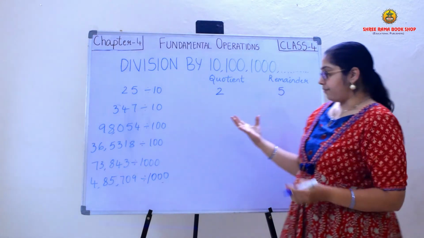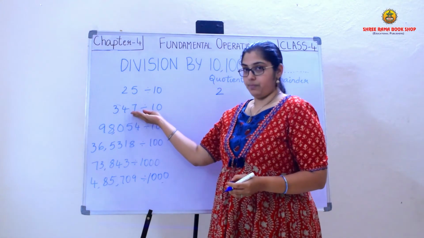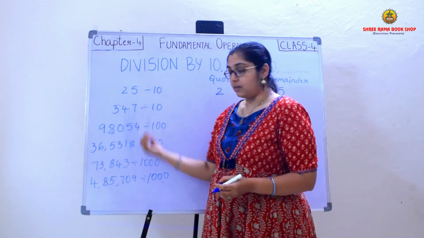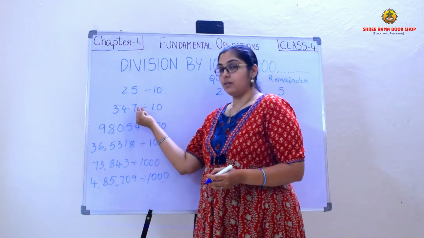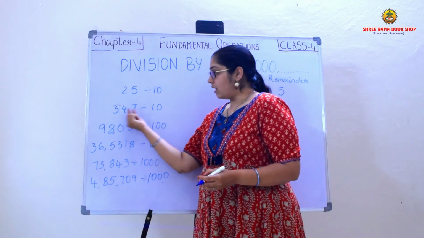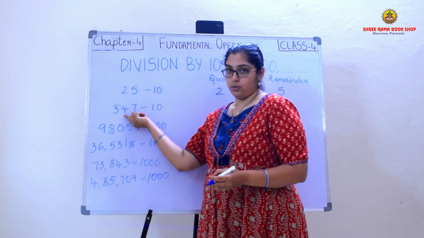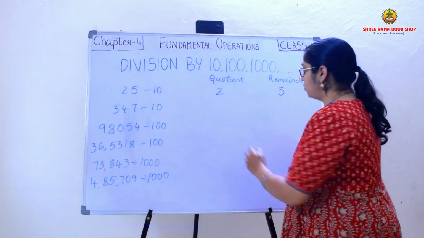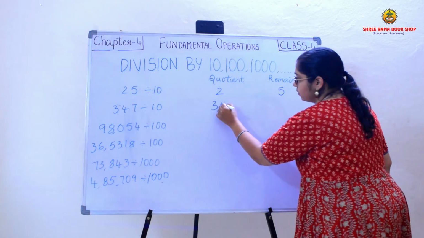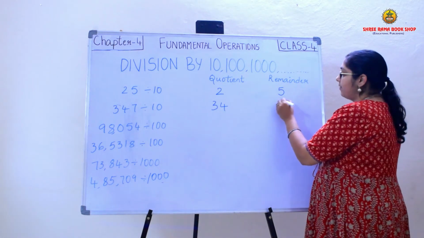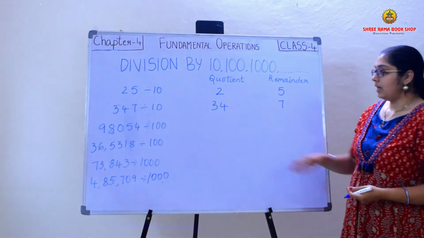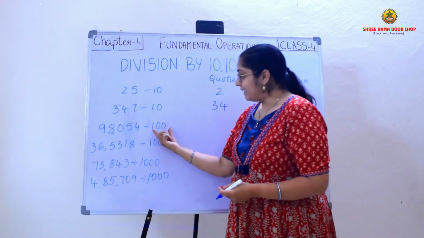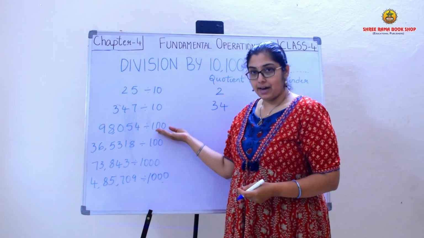Now, if I take a 3-digit number and divide by 10, what will be the quotient and what will be the remainder? The quotient is again the number which is not in the ones place, like 3 and 4, and the ones place digit will be the remainder. So, 34 is the quotient and 7 is the remainder. Now I have completed division by 10. Now I will take division by 100.